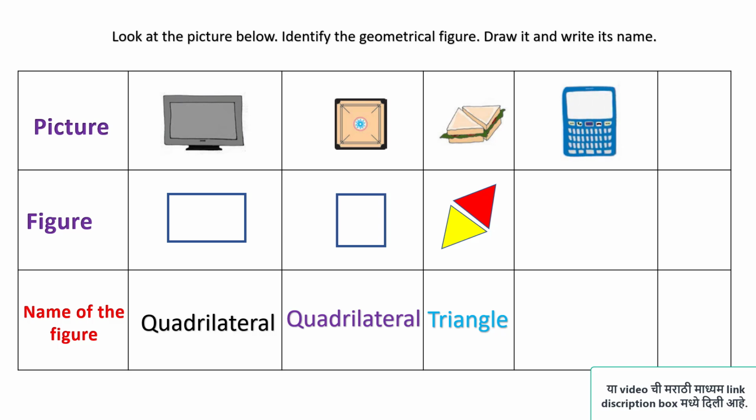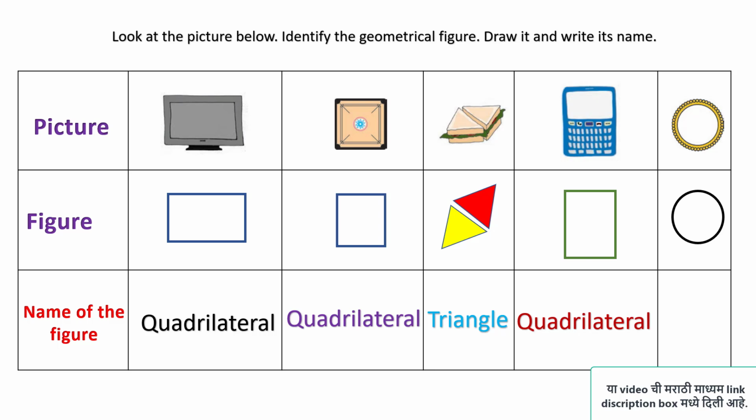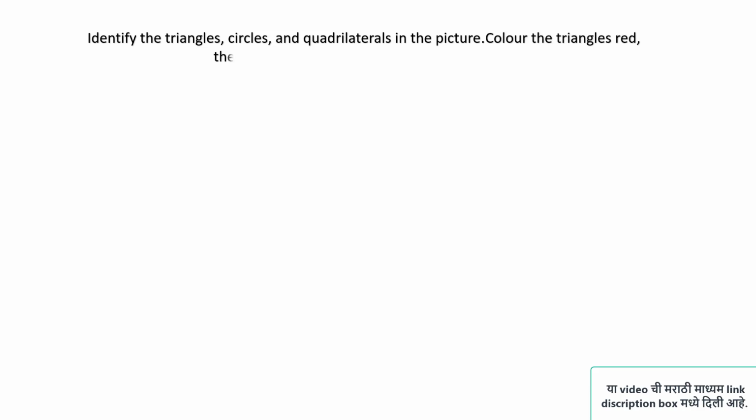Look at the picture. Draw a figure in this type and the name of the figure is quadrilateral. Look at the picture. Draw this figure in this type. Name of the figure is circle. Identify the triangles, circles and quadrilaterals in the picture. Color the triangles red. Color the quadrilaterals blue and the circles yellow.